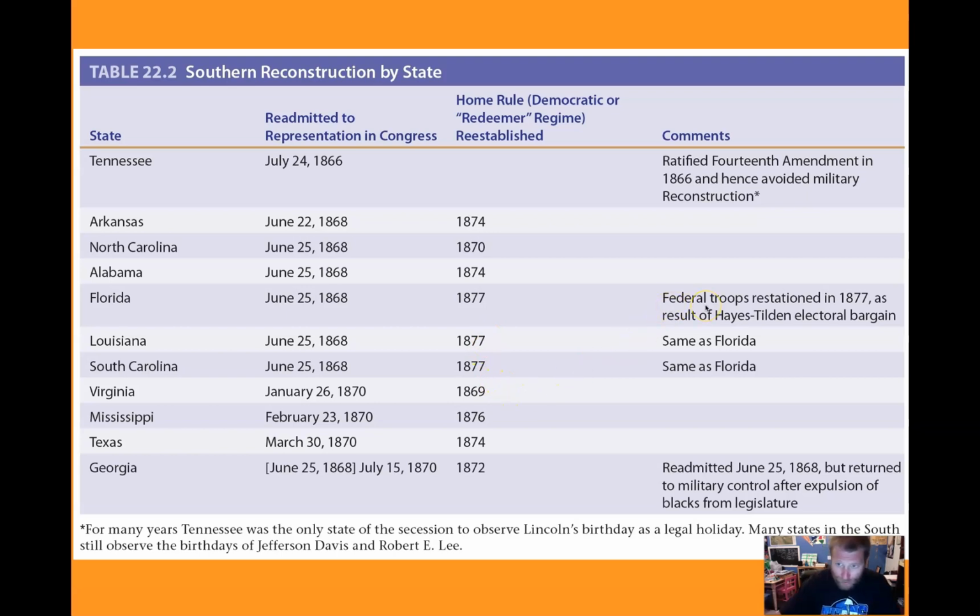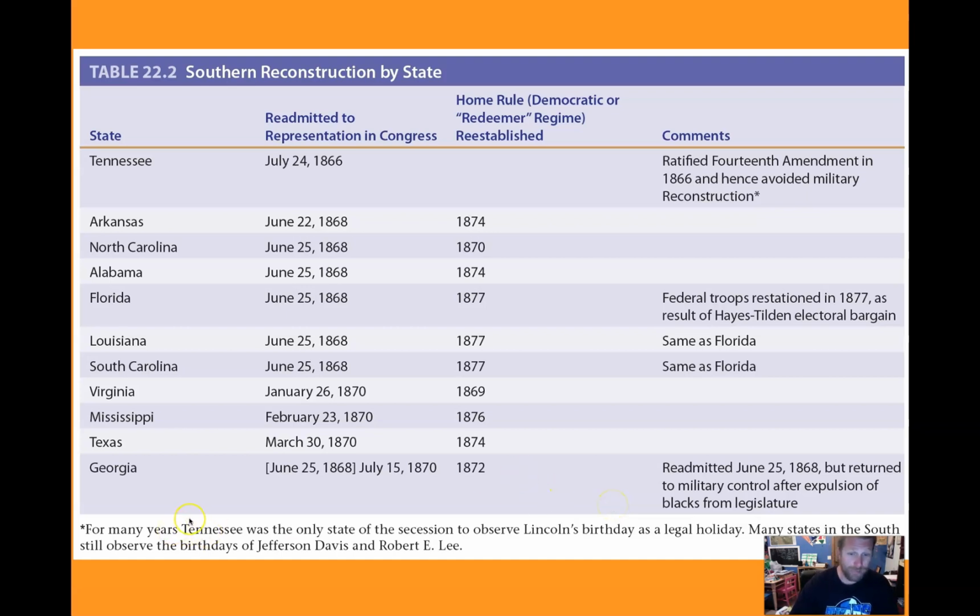Federal troops, some comments here, they were removed in 1877 with the fiasco of the election of 1876. And then Georgia actually was readmitted, but then the military had to go back because they expelled African Americans from the legislature.